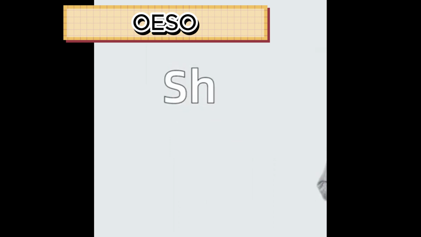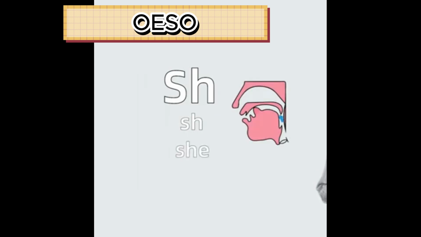Next, we have the sound sh. It's similar to the sh sound in the English word she. Position your tongue close to the roof of your mouth and release air with a smooth sound. Sh, sh, sh. The sound r in Chinese is quite different from the English r sound.